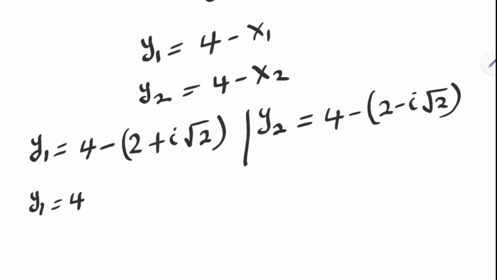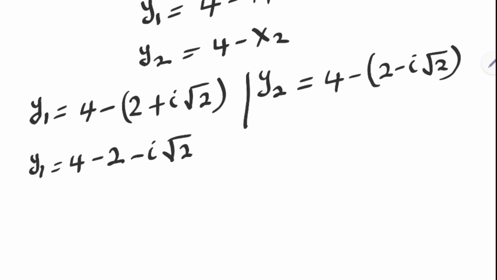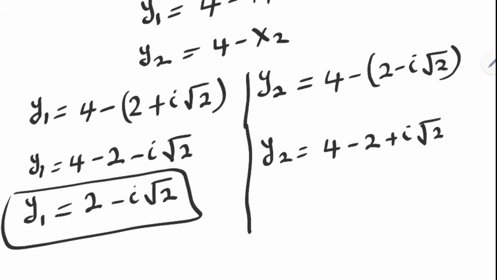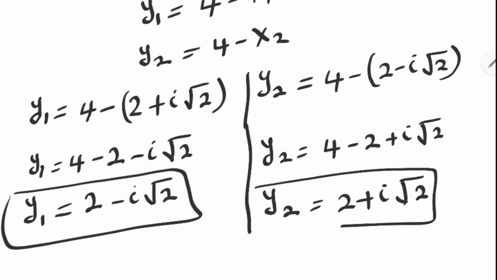y1 is equal to 4, if you open the bracket with negative, we have minus 2 minus i root 2. 4 minus 2, this is 2 minus i root 2. This is the value of y1. Then y2 is equal to 4 minus 2 plus i root 2. y2 is equal to 2 plus i root 2. This is the value of y2.